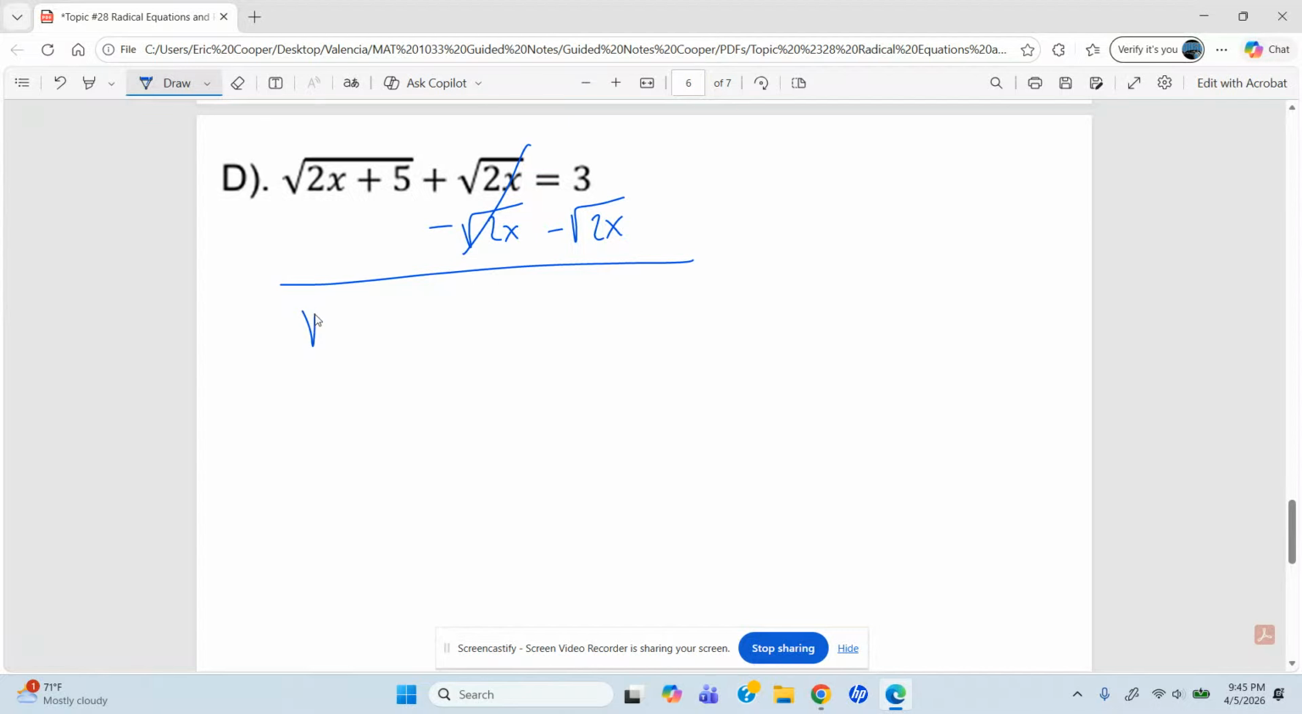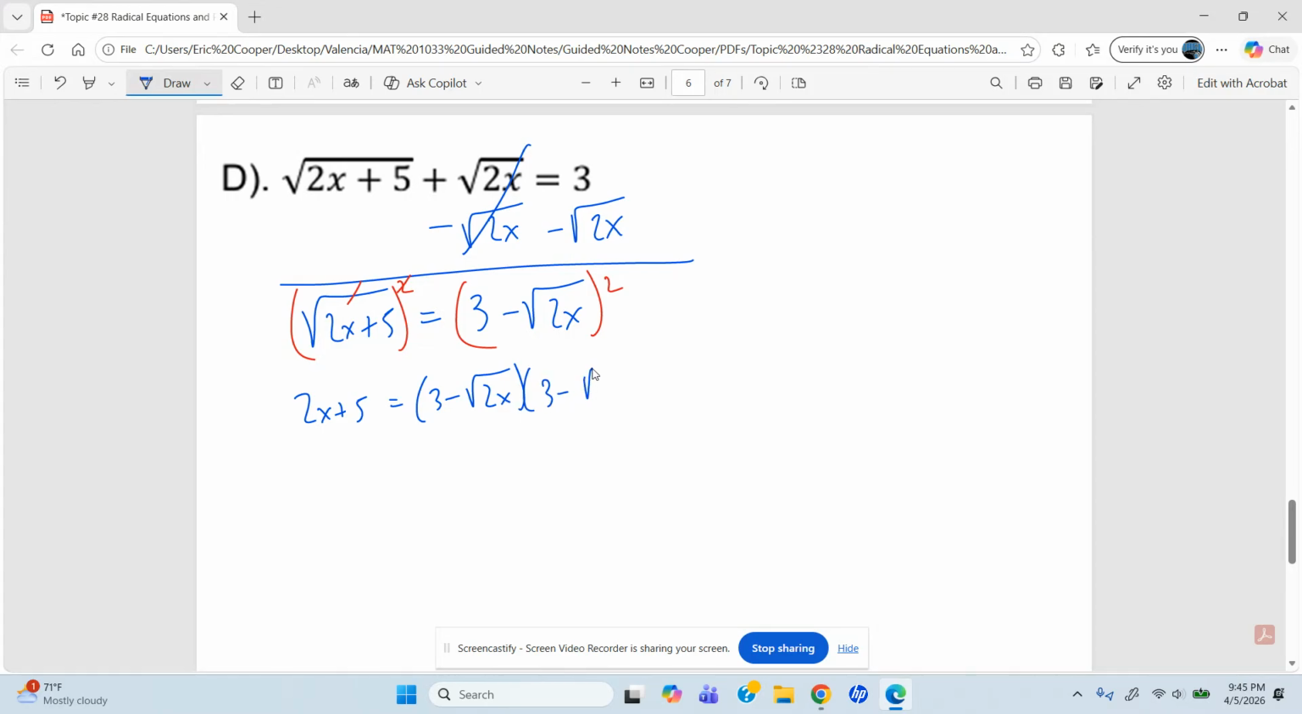That'll cancel this out. That leaves me with the square root of 2x plus 5 equals 3 minus the square root of 2x. We're going to square both sides, and here it will cancel, and it will leave me with 2x plus 5. But over here, we have 3 minus square root of 2x written twice. Remember, anytime you square something, you're multiplying it by itself. We're going to FOIL out that right side.